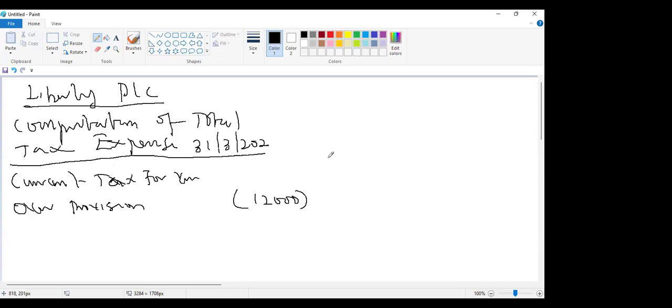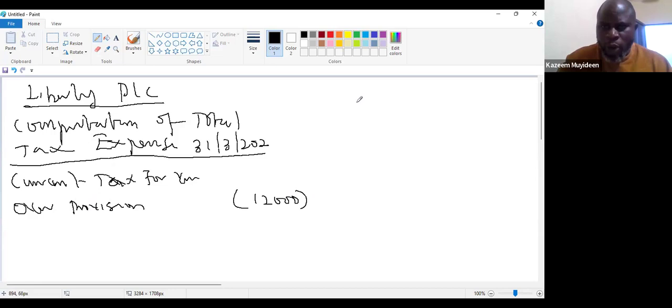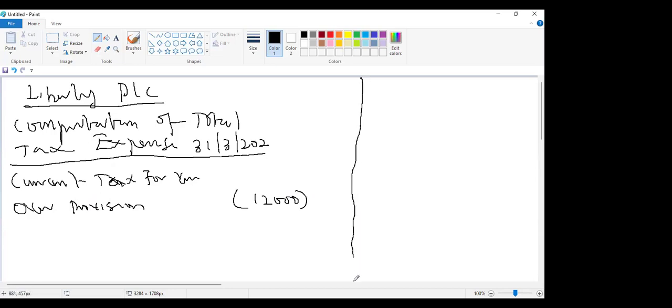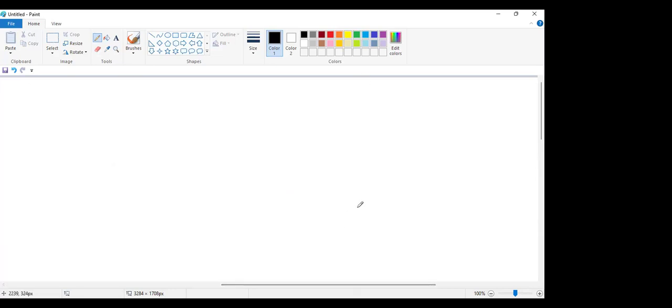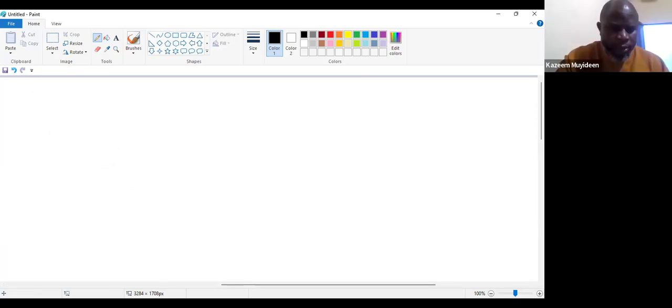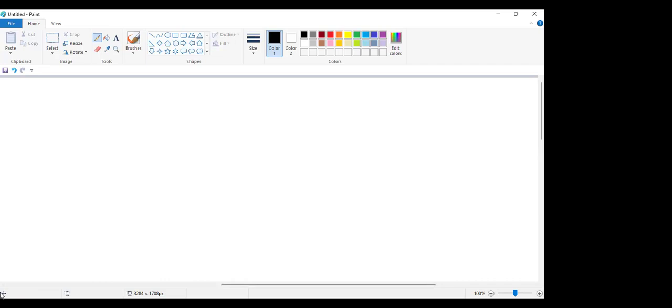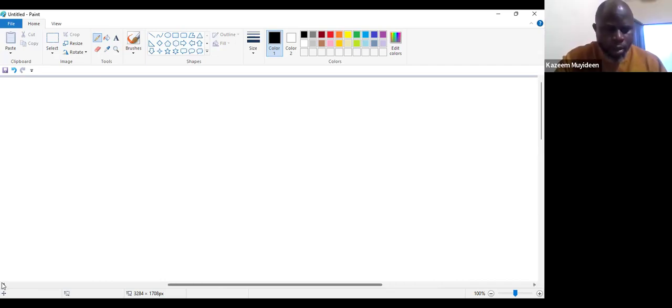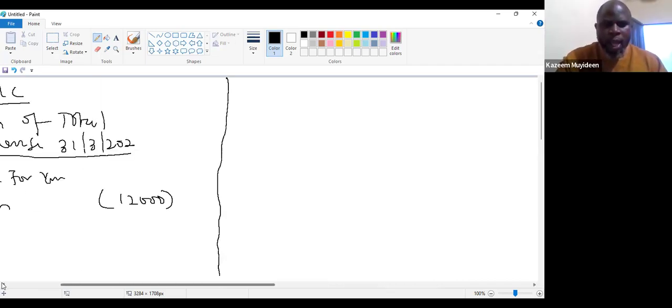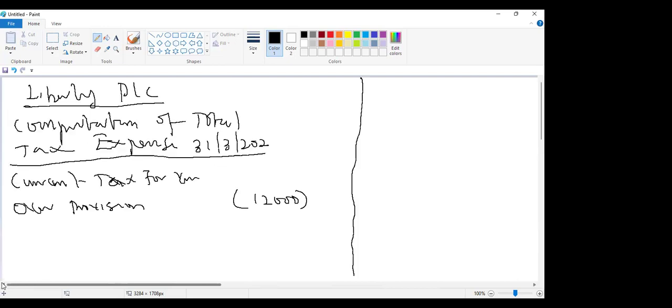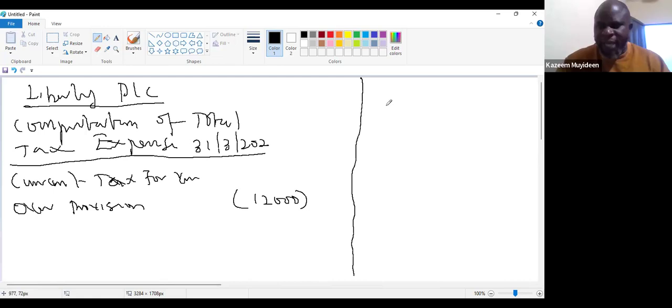I can go to the working. Let's do the working beside. As of 2019, the opening balance of my deferred tax. So deferred tax.